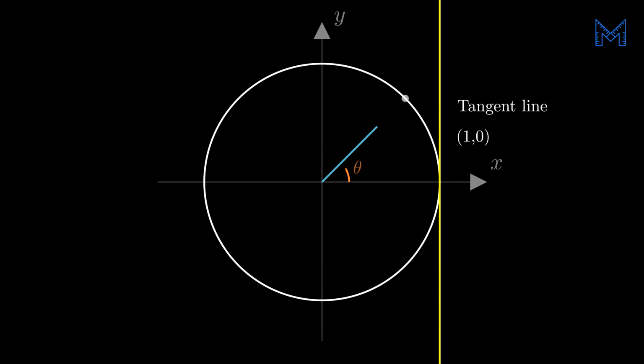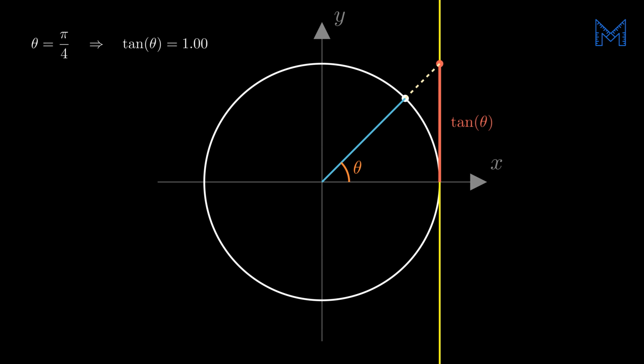Now, let's place a point on our unit circle. To begin, let's position it at pi over 4. This point forms the angle theta with the horizontal axis. To read the tangent of theta, all we have to do is take the side of the angle and extend it directly until it meets the tangent line. The length of this red vertical segment, measured from the x-axis, is exactly the value of the tangent. Here, at pi over 4, we can see geometrically that it's exactly 1.